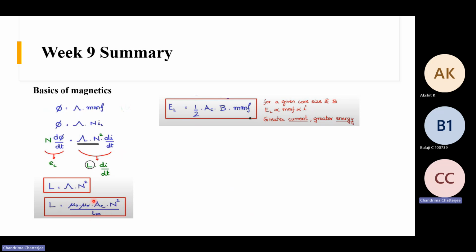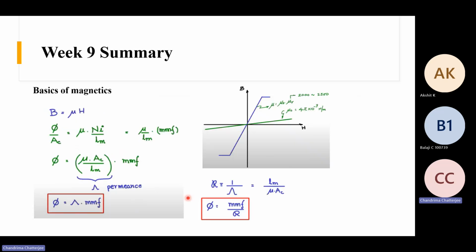What is mu 0? What is mu r? Here we have shown mu, and this mu is the multiplication of mu naught and mu r. What is mu naught?